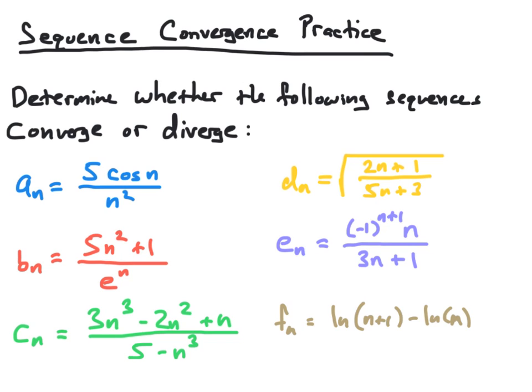In a previous video, we discussed various techniques for determining whether a given sequence converged or diverged. In this video, we're going to look at some additional examples of sequences and determine whether they converge or diverge.